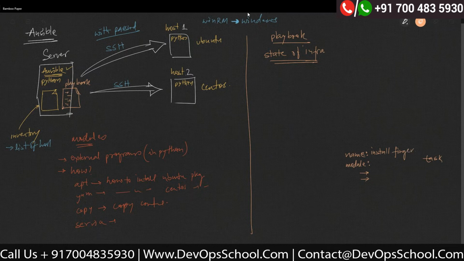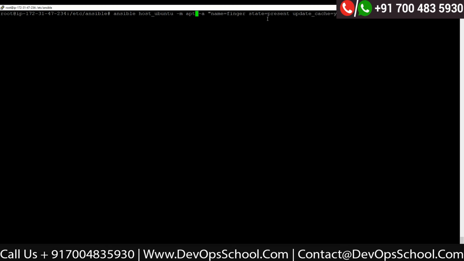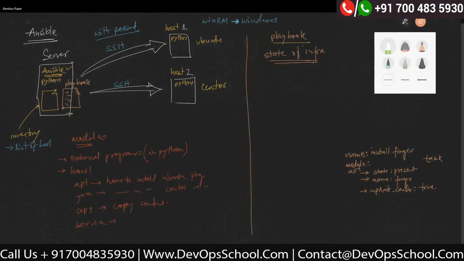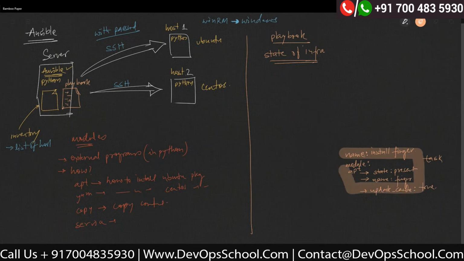For example, you can say that there is a task to install the finger package. The module that I want to use is apt, and the parameters that I want to pass to that module are state is present, name is finger, and also update cache true. So whatever we executed in the ad hoc commands, all those attributes and module names are specified in a structured format. This becomes a task. Now you can have multiple tasks in a playbook.